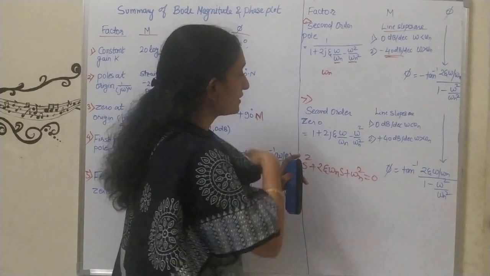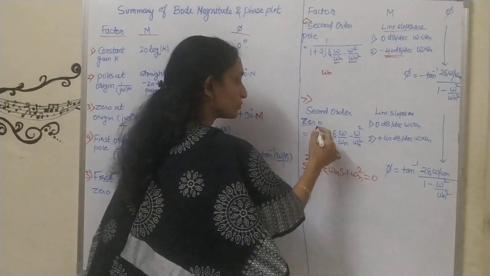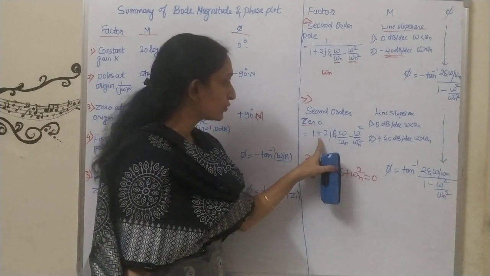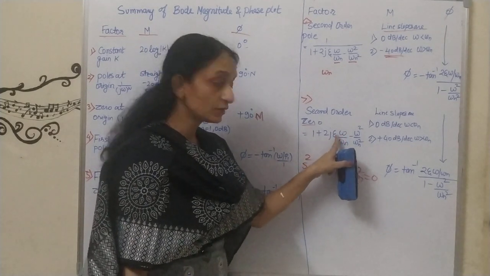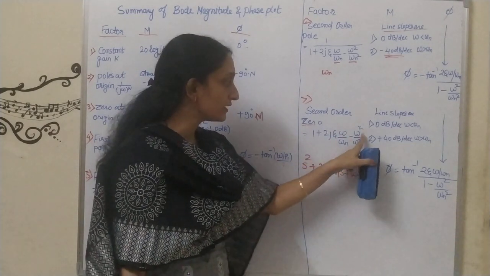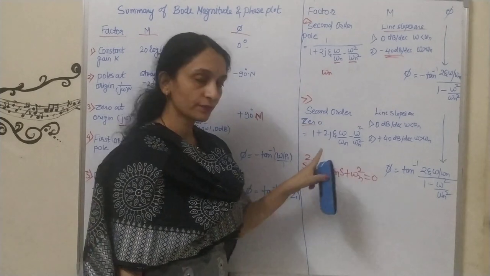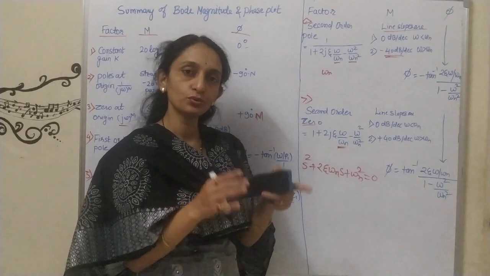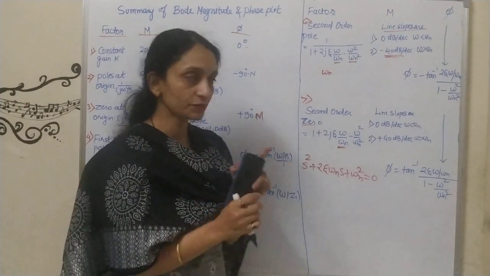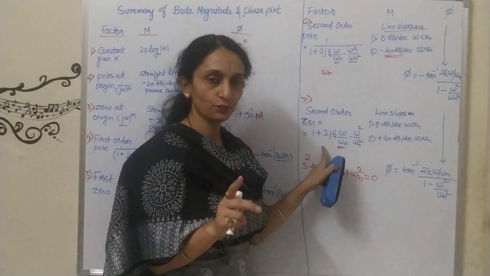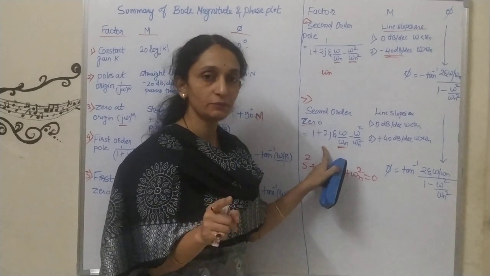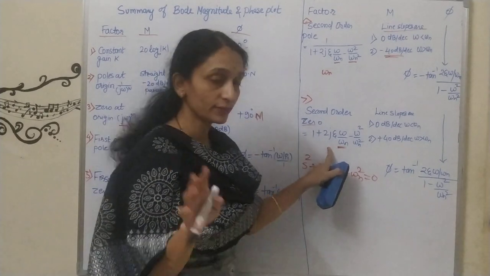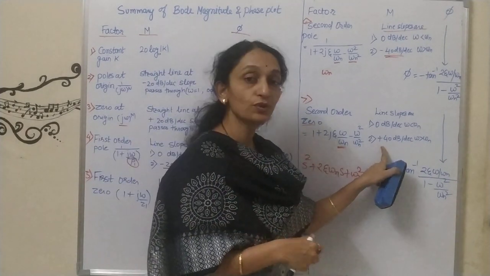Then the last factor is second order zero, same thing. Suppose this equation is there in the numerator: 1 plus 2j zeta omega by omega n minus omega square by omega n square. So this will be my corner frequency. So again the Bode plot is divided into two parts, before the corner frequency and after the corner frequency. So two zeros are there. One zero contributes plus 20 dB per decade, so two zeros will contribute plus 40 dB per decade.